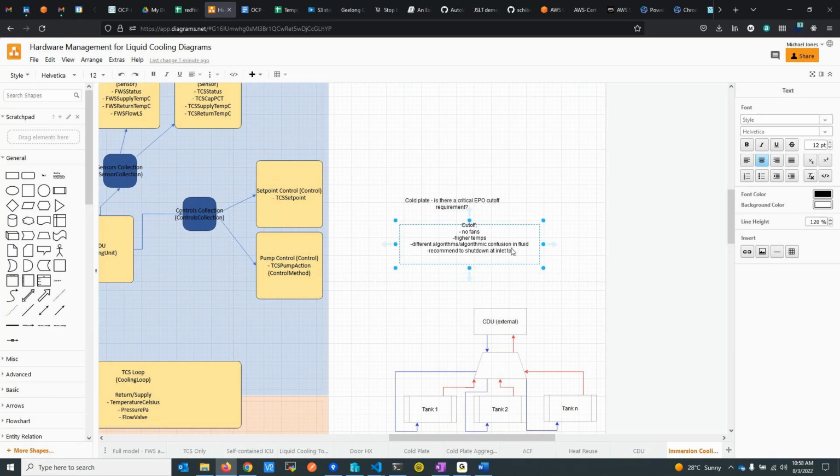Well, I guess that depends on the scenario. In your case, it doesn't make any sense. Depending on the scenario for immersion cooling, maybe it makes sense to stop the whole tank operation, shutting down all of the servers. Okay, yeah, that makes sense.